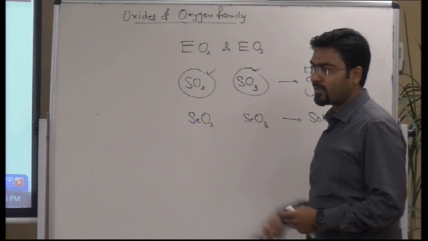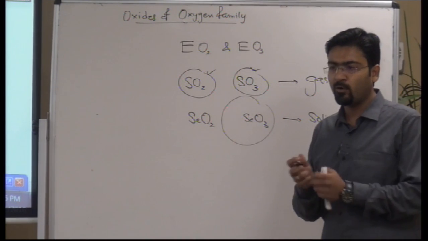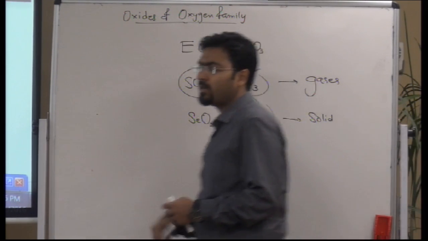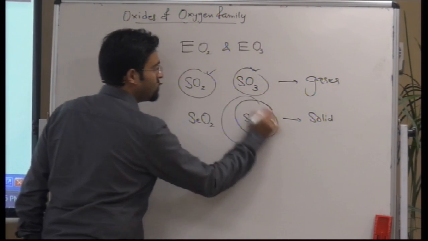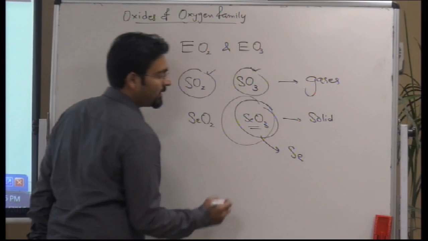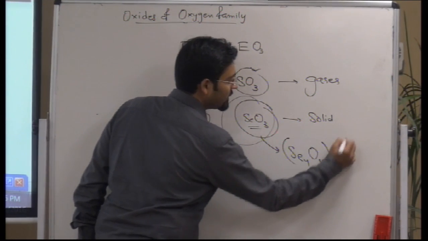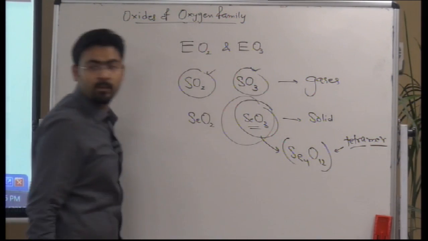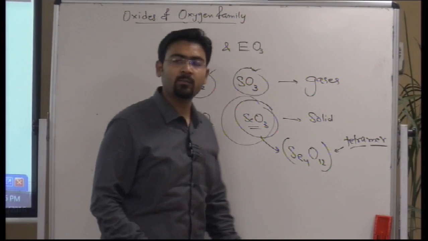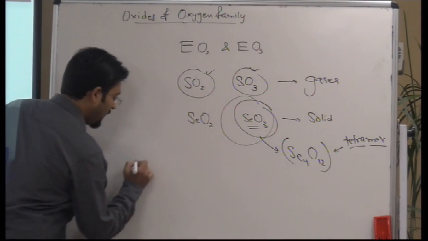Similarly in case of SO3, but in case of SeO3 or SeO2, it is formed in the polymeric state, maybe dimeric, trimeric, and so on. For example, SeO3 is found in tetrameric state, so it will be Se4O12. This is a tetramer. Mer means unit and tetra is 4. So monomer means 1 unit, polymer means many units, and tetramer means 4 units. So how are they combined with each other?